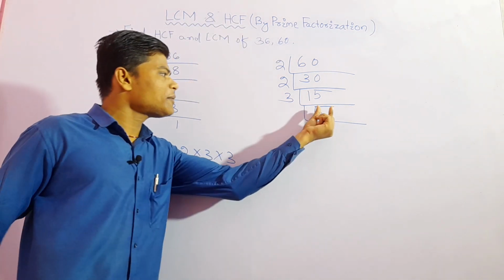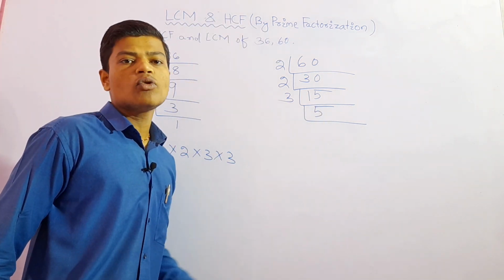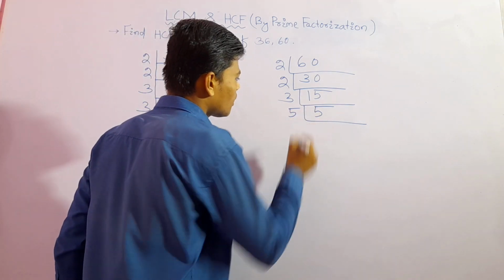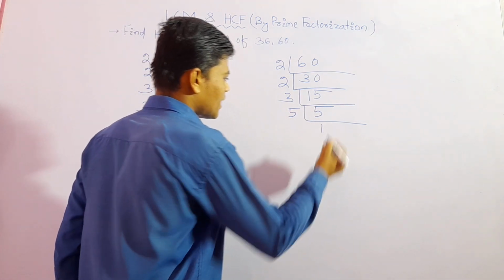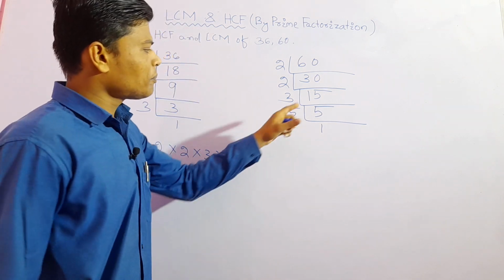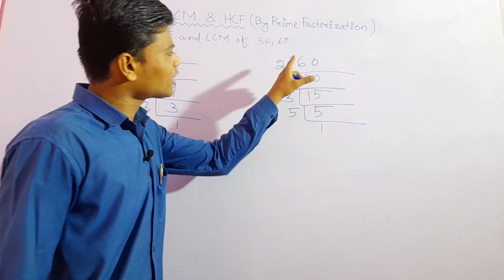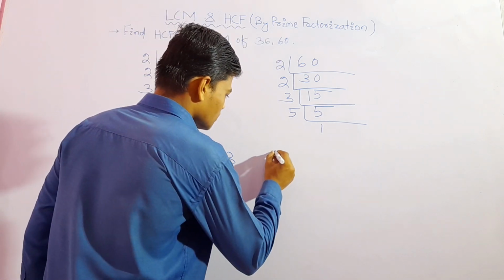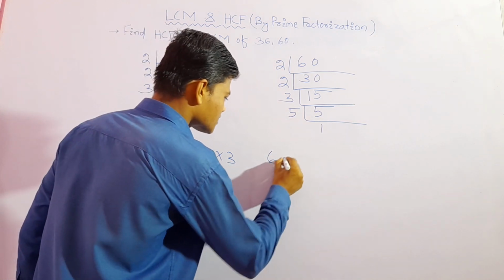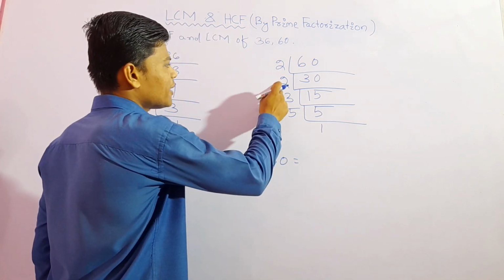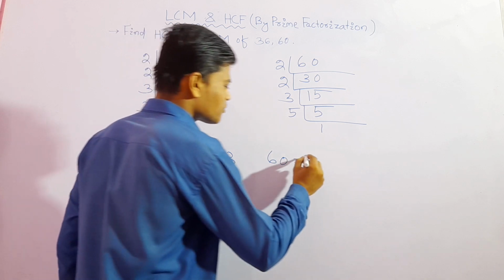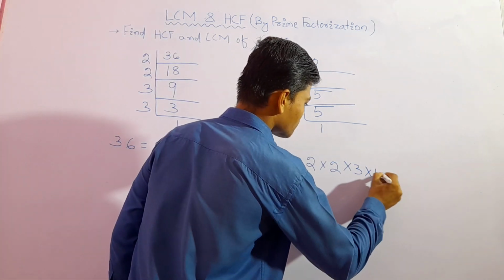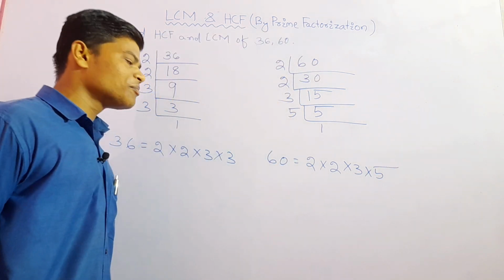Now again we have to divide 5. 5 is not divisible by 2 or 3. It is divisible by 5, so we will put 5 here. Now 5 one time is 5. Now we have got 1. That means the prime factorization of 60 is completed, and 60 can be expressed as 2 multiplied by 2 multiplied by 3 multiplied by 5.